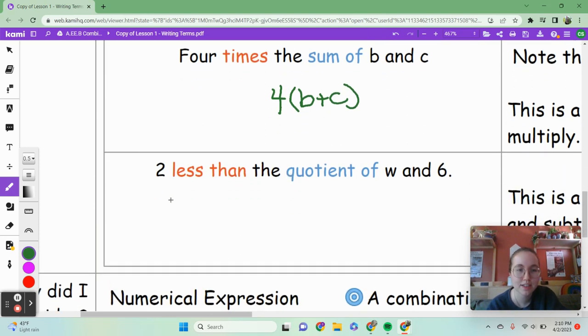For our last one, this one's really complicated. 2 less than the quotient of w and 6. So again, the quotient of, I want to start there because something of means parentheses. The quotient of w and 6, quotient means division. So w divided by 6. And again, careful reading with this less than. If I have 2 less than all of that, that means I want to take my w divided by 6 and make it less by a value of 2. So I'm subtracting 2 from it.